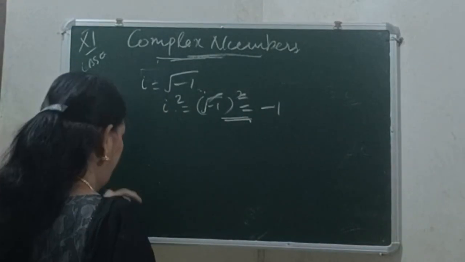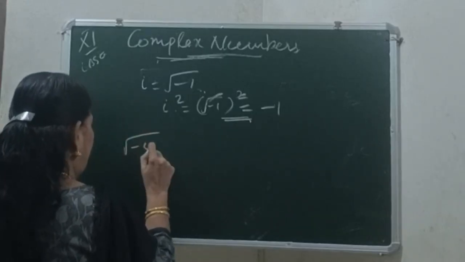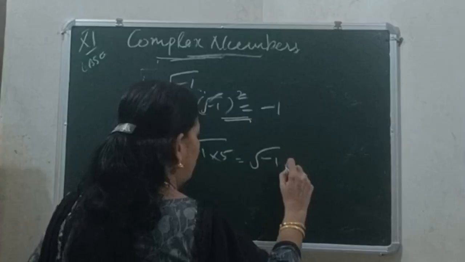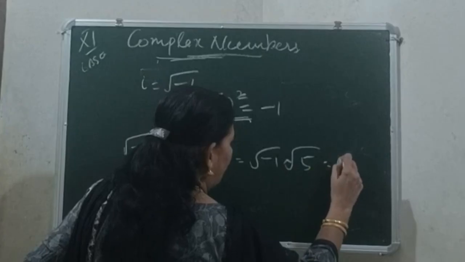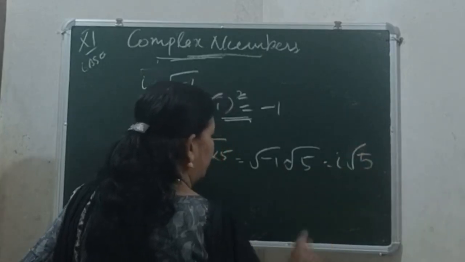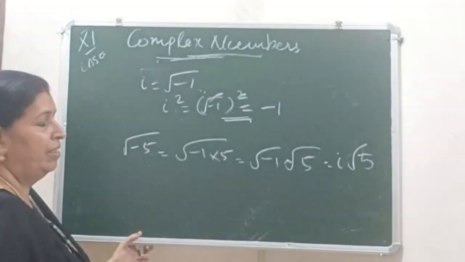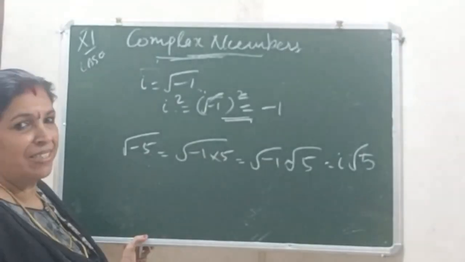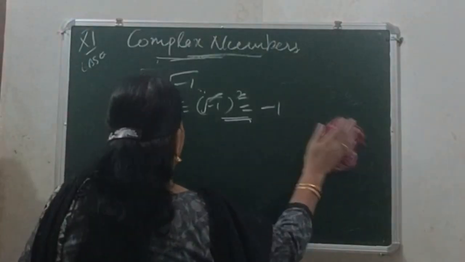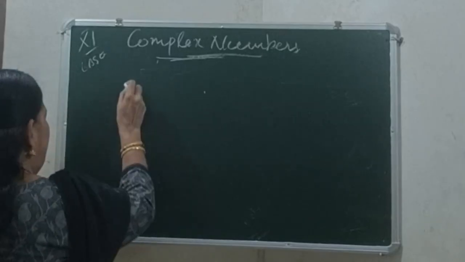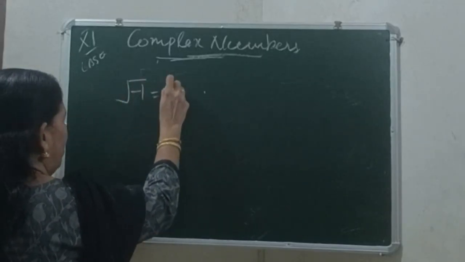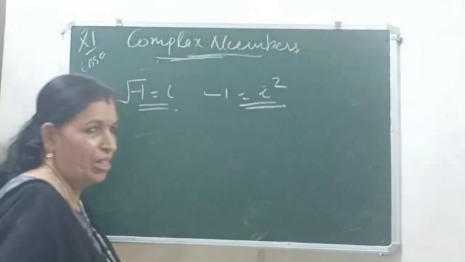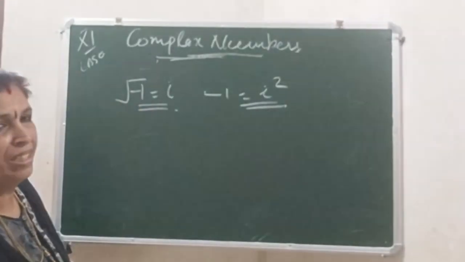Square root of a negative number. Square root of -5, that is square root of -1 into 5, that is square root of a into square root of b. Root of -1 is i, so it is i root 5. Then we study that the square root of -1 is imaginary. The square root of a negative number is an imaginary number. We first understand that square root of -1 equals i. Squaring both sides, -1 equals i square. Then what is the value of i square? -1.